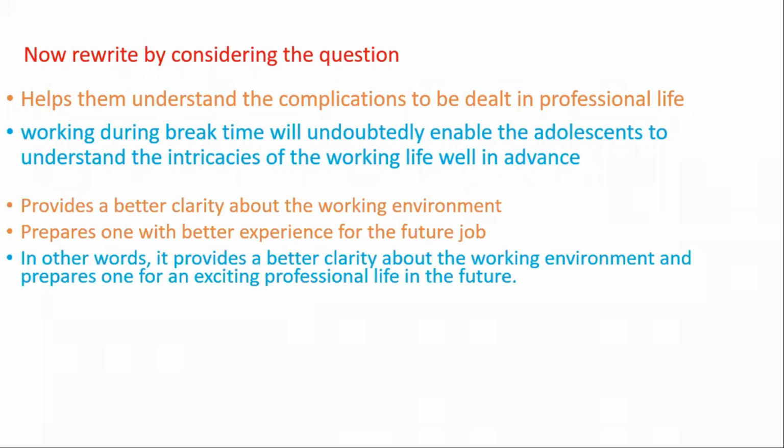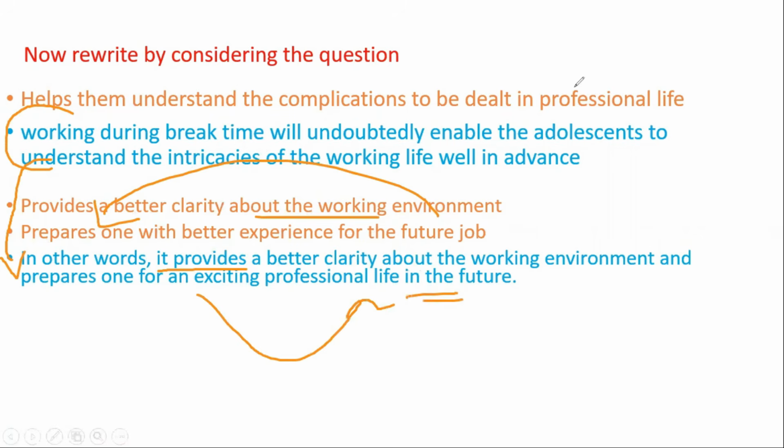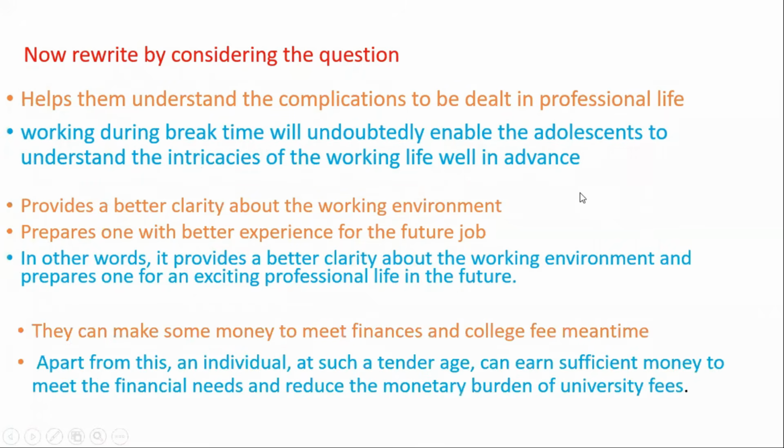The next sentence provides a better clarity about the working environment, and prepares one with better experience for the future job. In other words, this would be my main idea. I'm going to support it. This is because, or in other words, it provides a better clarity about the working environment and also prepares one for a better experience or exciting professional life in the future. That's the art of paraphrasing. And then they can make some money. I'm going to say apart from this, or in addition, additionally, an individual at such a tender age can earn sufficient money to meet the financial needs and reduce the monetary burden of university fees. Well, we are pretty much fine with it.